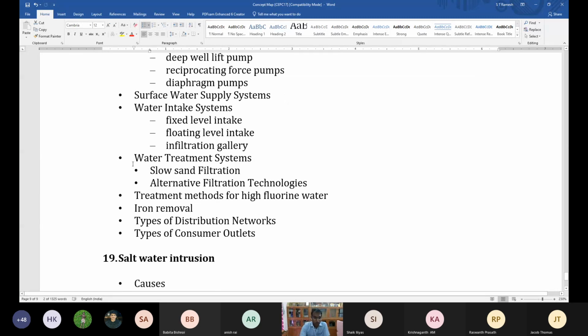In rural water supply systems, we are not in a position to give sophisticated or advanced treatment technologies. So you have to plan for very small, usable and viable technologies at the rural level. Normally they may follow slow sand filtration or other alternative filtration technologies. And how to remove fluoride as well as iron in the household, that also we'll discuss in detail.